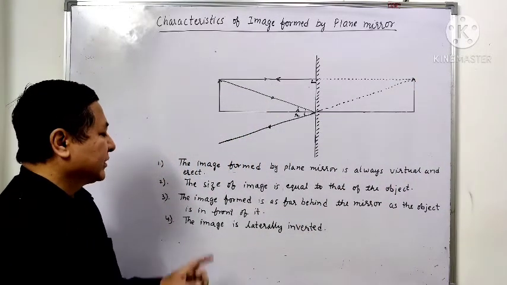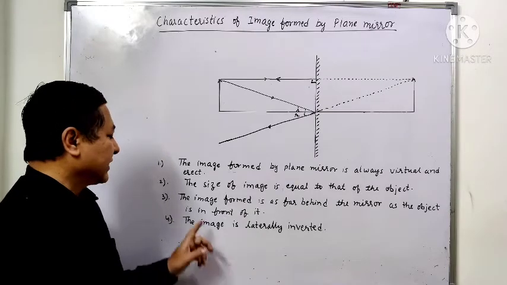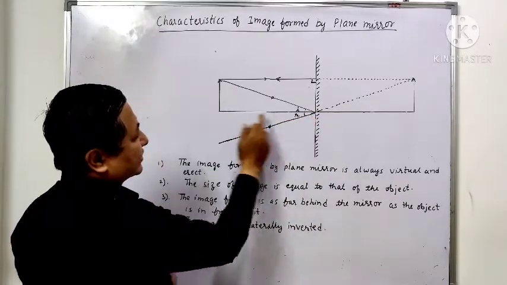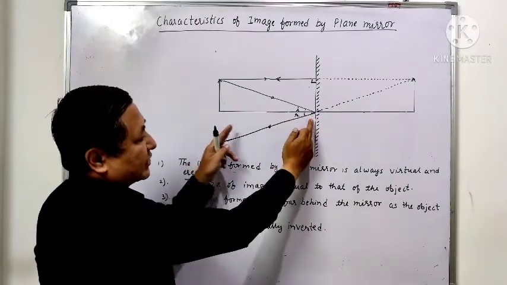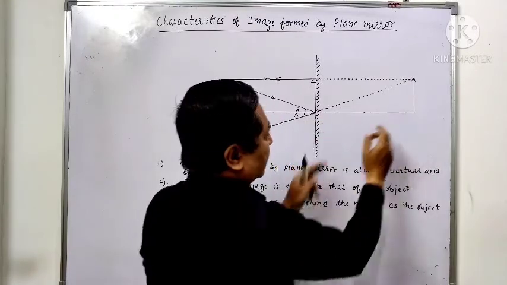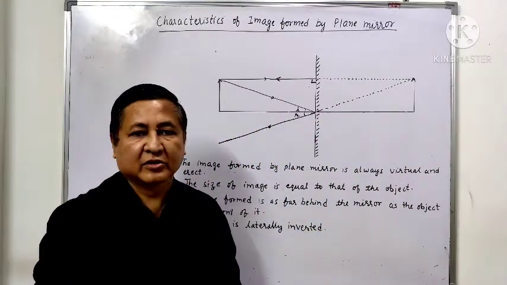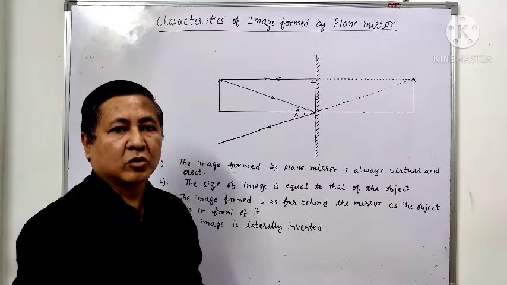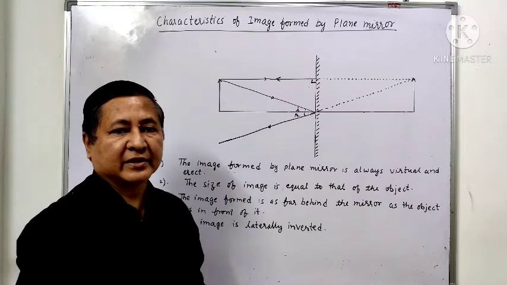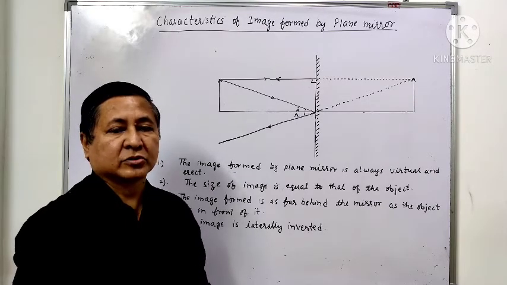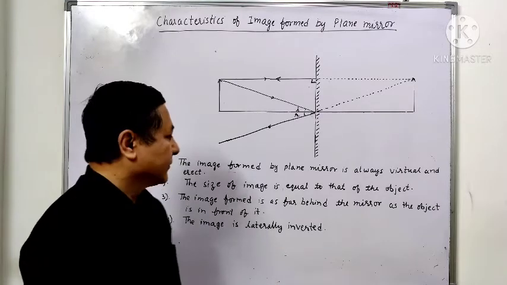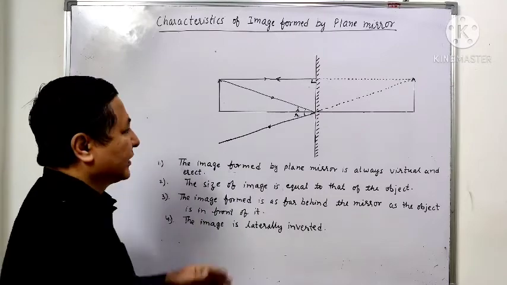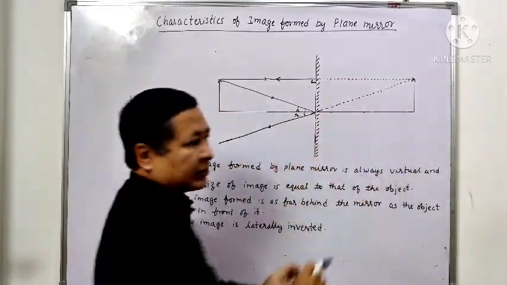Now the third point is the image formed is as far behind the mirror as the object is in front of it. As you can see, the object is at this much distance from the mirror. The image will be formed at the same distance. So when you are standing in front of a plane mirror at a certain distance, the image appears at the same distance. When you go forward towards the mirror, you will find that the image also appears to come closer to it. So the image formed is as far behind the mirror as the object is in front of it. That means this distance and this distance both are equal.